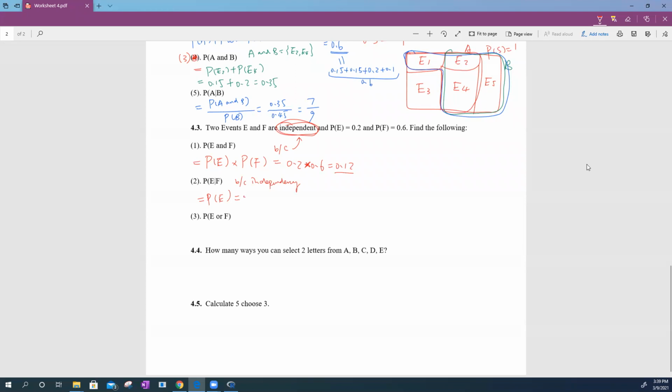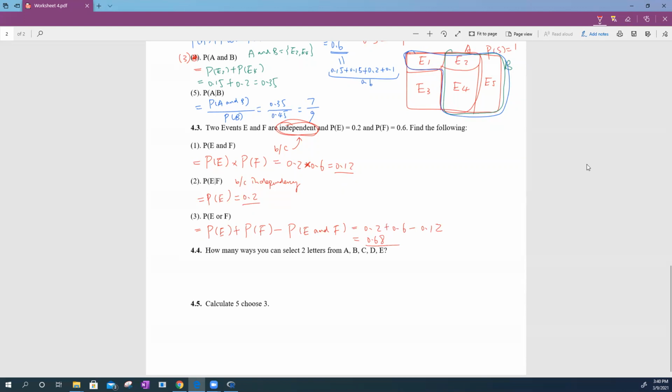So probability is 0.2. Probability of E or F, equation, right? Probability of E plus probability of F minus probability of E and F. So that is 0.2 plus 0.6 minus 0.12. Those are all calculated. So that's 0.8 minus 0.12. So that's 0.68.